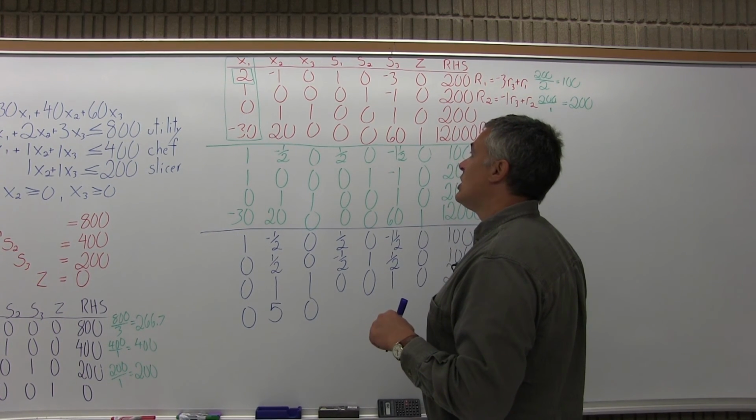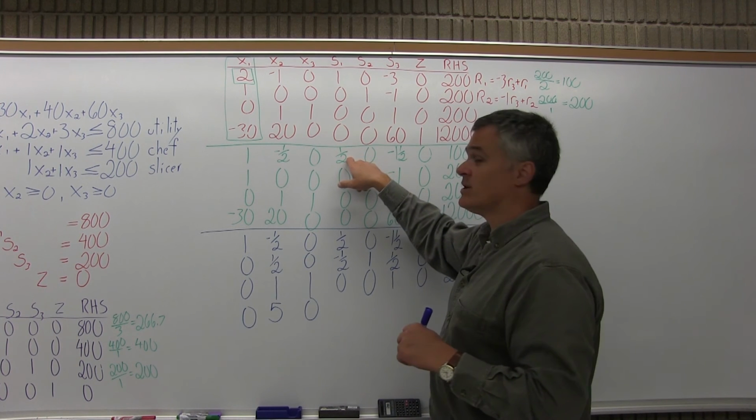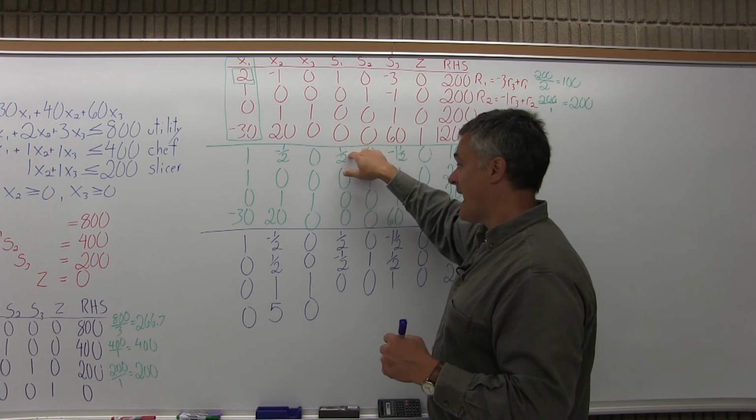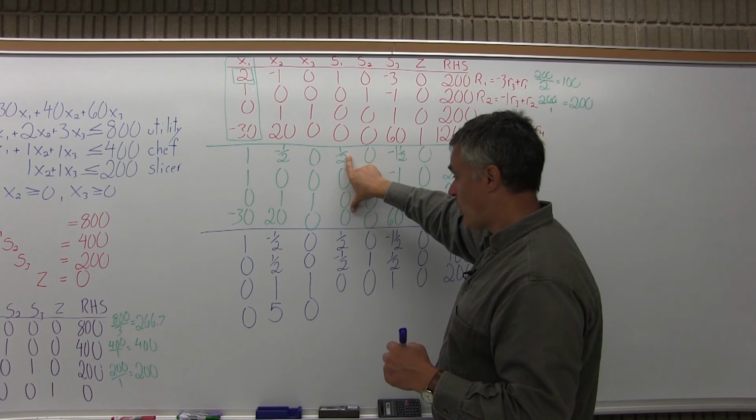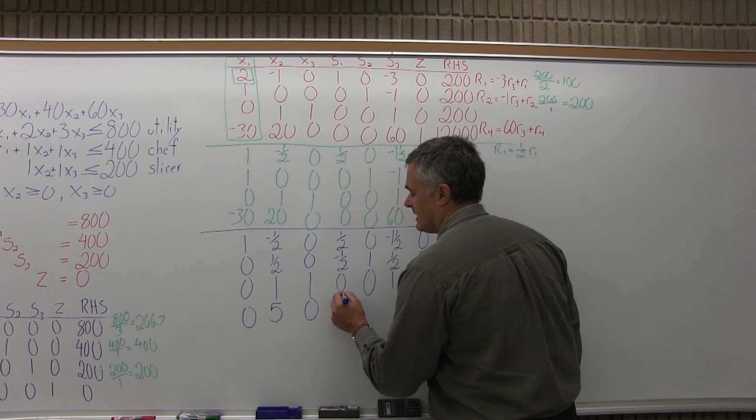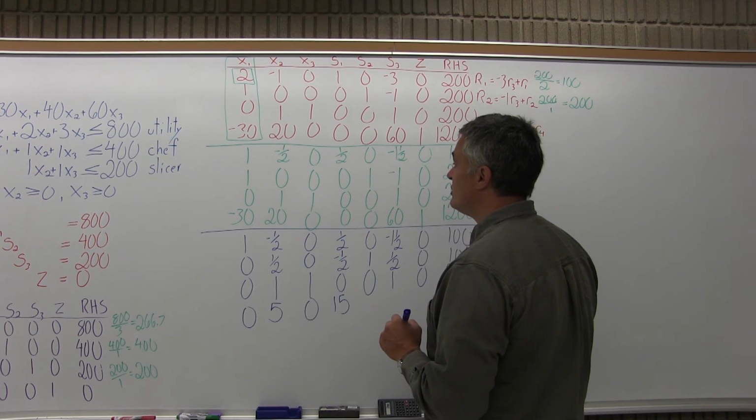The next column is the S1 column. So I'm going to do 30 times row 1 is 30 times a half. That's 15, positive 15. I'm going to add that result to what's in row 4. So I'm going to add 15 plus 0. That's 15. That's good. The next column is S2.